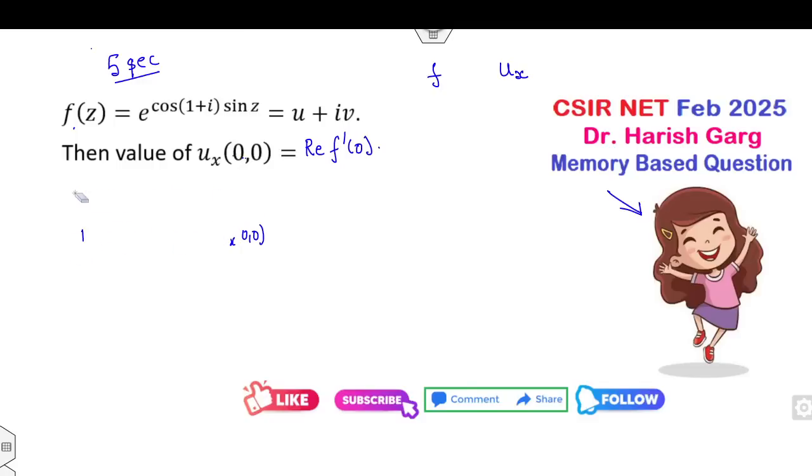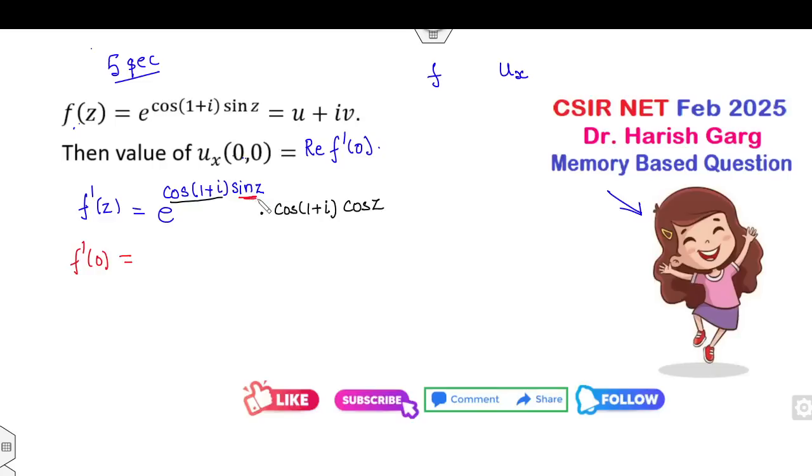Is it okay? Now can you find the first derivative of this f? It will be e raised to power cos 1 plus iota sin z, fine, into, because this part is constant with respect to z, cos 1 plus iota into cos z. Now can you calculate the value of f dash of 0? So sin 0 is 0, e raised to power 0 is 1. This is cos 1 plus iota, cos 0 is 1. So that's the answer of this problem. Fine. So that will be cos of (1 plus iota).